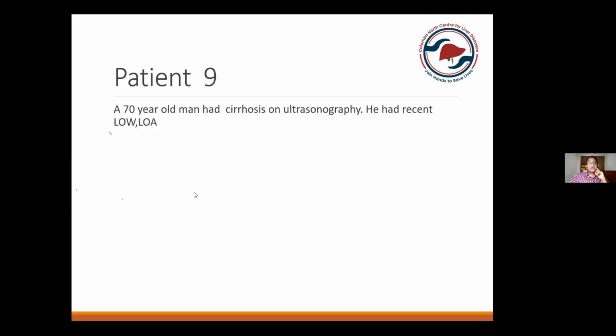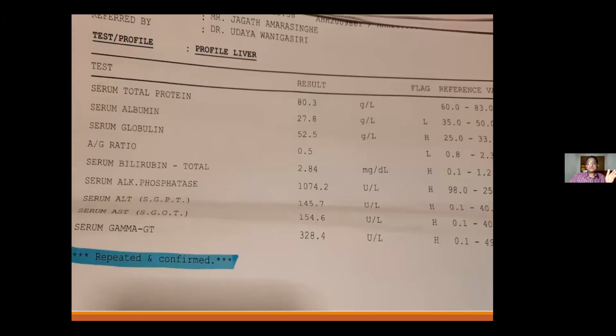So patient 9, a 70-year-old man, has cirrhosis on ultrasonography. He had recent loss of weight and loss of appetite. This is his liver profile. So a 70-year-old elderly man, not diagnosed cirrhotic, but went for an ultrasound scan because he had some weight loss and loss of appetite. The ultrasound scan showed cirrhosis, but this is the liver profile. So go through this carefully, and I will give my thoughts after you go through it.